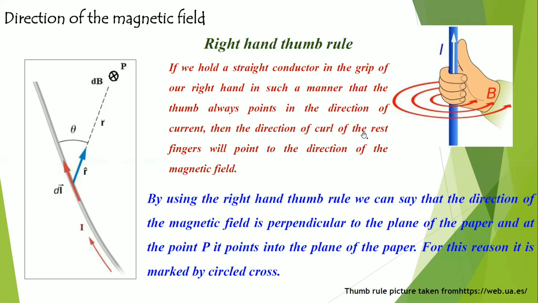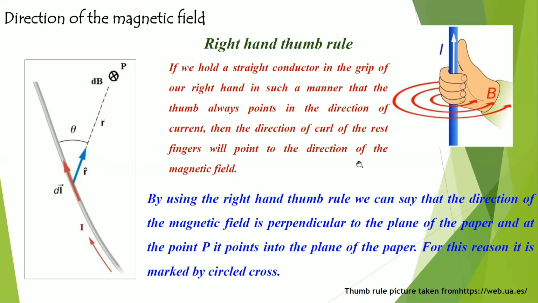Then the direction of curl of the rest of the fingers, look here, the rest of the fingers are curling in this fashion. Then the direction of curl of the rest of the fingers will point in the direction of the magnetic field. So here the curl of these fingers is pointing in the direction of the magnetic field.